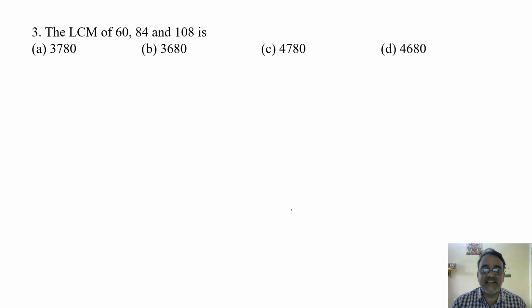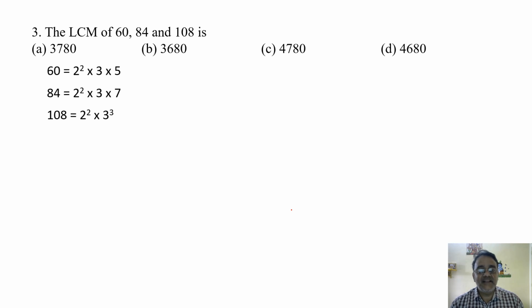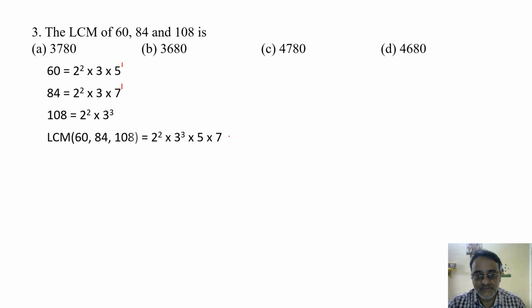The LCM of 60, 84 and 108 is dash. Already we have the prime factorization of these three numbers. And the LCM is the product of all the prime factors involved in the prime factorization with highest power. So what is the highest power of 2? 2. What is the highest power of 3? 3. And the highest power of 5 and 7 is 1, 1. Right. So now we are going to multiply all this. We are getting 3780. And the correct option is A.